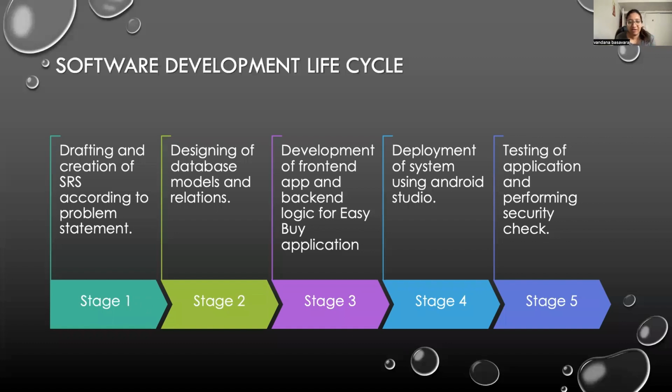So we have 5 stages in the development life cycle. In the first stage, we are drafting and creating a software requirement specification according to the problem statement given. In stage 2, we design a database model and the relations for that. And in the third phase, we develop the front-end application and the backend of the application. In stage 4, we make deployments of the system using Android Studio. And in the 5th stage, we are testing the application and performing security checks.